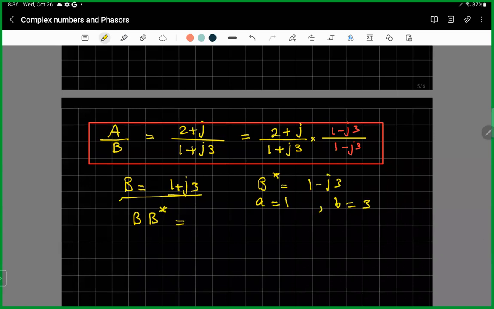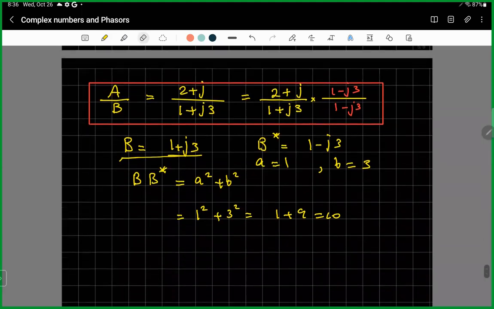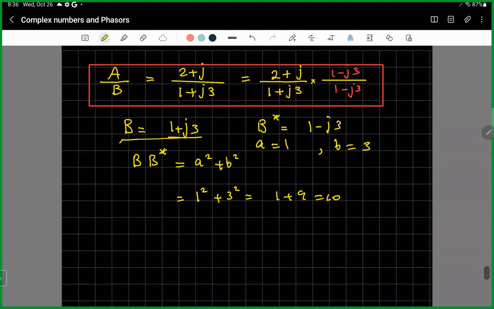So the square is equal to A squared plus B squared, as we know. That's 1 squared plus 3 squared, which is 1 plus 9, equal to 10. So now the bottom part, when you multiply 1 plus j3 times 1 minus j3, I have a nice number, just 10. And now look at the last thing here. I have 2 plus j multiplied by 1 minus j3, and at the bottom, 1 plus j3 times 1 minus j3, that will equal 10.